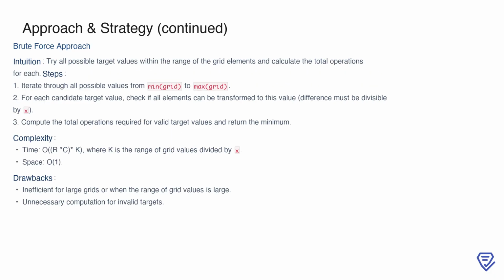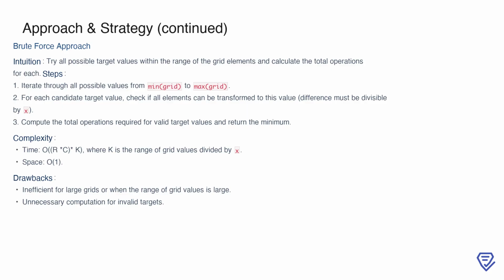One approach we might consider is a brute force method. The intuition here is to try all possible target values between the minimum and maximum elements of the grid and calculate the total operations needed for each. Specifically, we iterate through all values in this range, check if all elements can be transformed to the candidate target value by ensuring their differences are divisible by x, and compute the total operations for valid targets. Finally, we return the minimum operations.